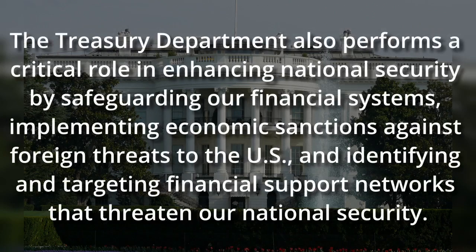The Treasury Department also performs a critical role in enhancing national security by safeguarding our financial systems, implementing economic sanctions against foreign threats to the U.S., and identifying and targeting financial support networks that threaten our national security. The Treasury Department is one of those agencies that has a constitutional mandate, but has expanded its purpose into a blatantly unconstitutional role. The Treasury can collect taxes under Article 1, Section 8, Clause 1, borrow money on the credit of the United States, Clause 2, coin money, Clause 5, and pay money appropriated by Congress, Article 1, Section 9, Clause 7. The implementation of economic sanctions could be part of exercising Congress's power to regulate foreign commerce. But the whole advancing economic growth, promoting racial justice, and combating climate change are not powers delegated to the United States, which shows how a constitutionally sound department can quickly be used to enact unconstitutional powers.